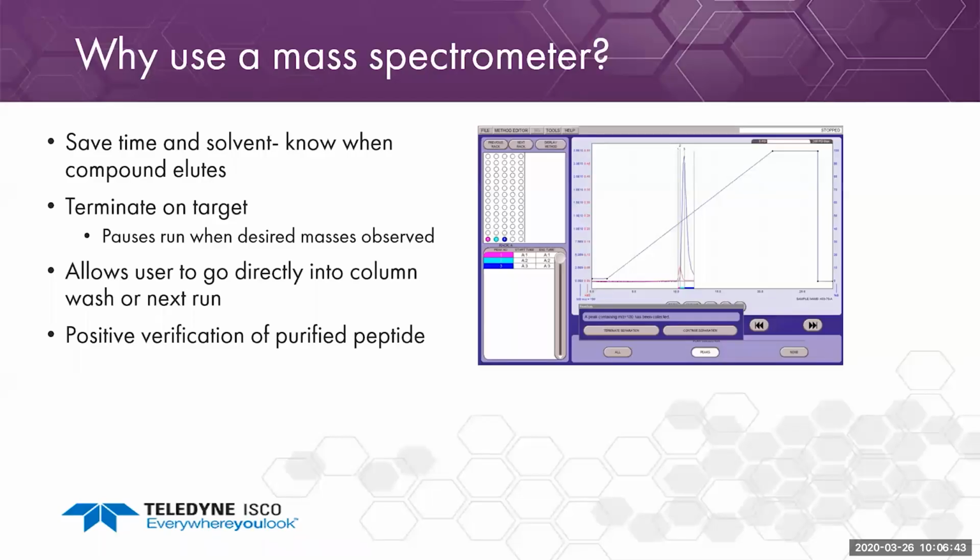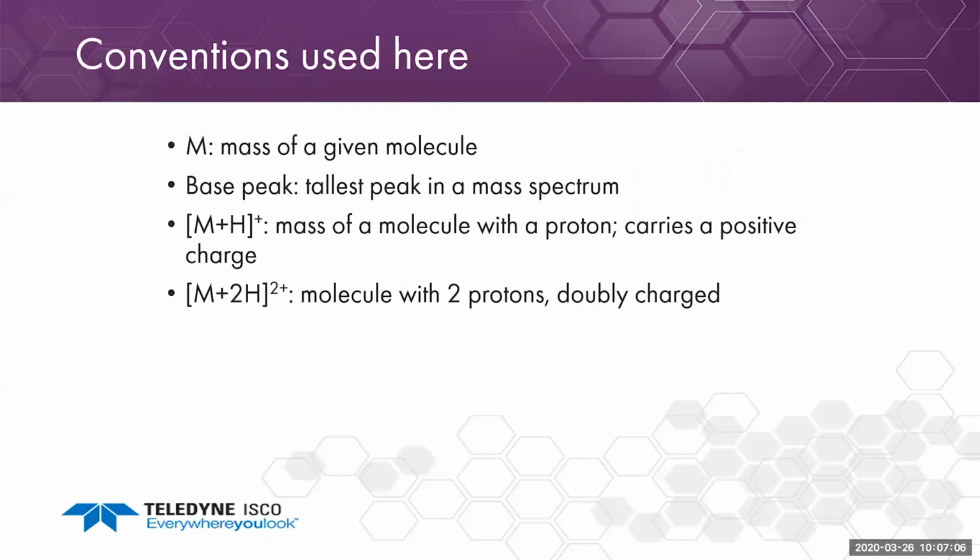So why would you use a mass spectrometer? It saves time and solvent, so you know when the compound elutes. You can terminate on target so that it stops the pump, so after your peak comes out, you can save time and solvent and just jump into the next run. And as I will show you, it will allow positive verification of the purified peptides.